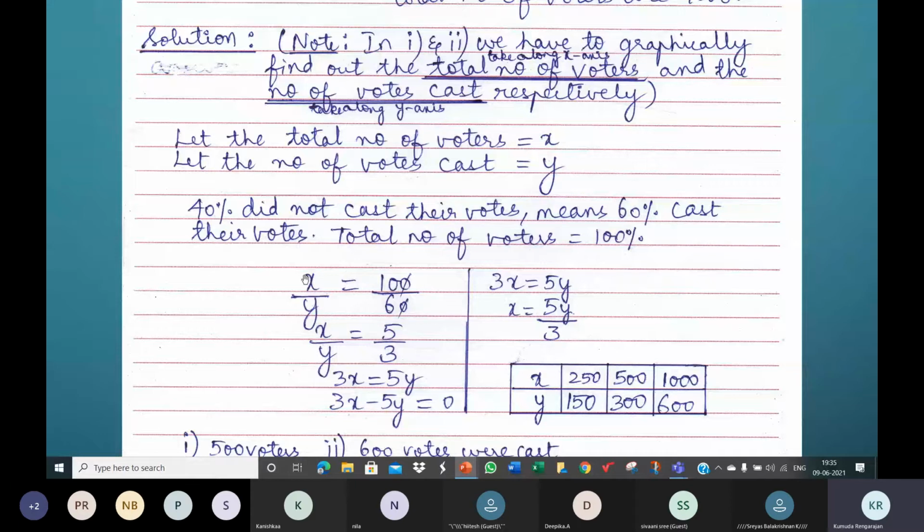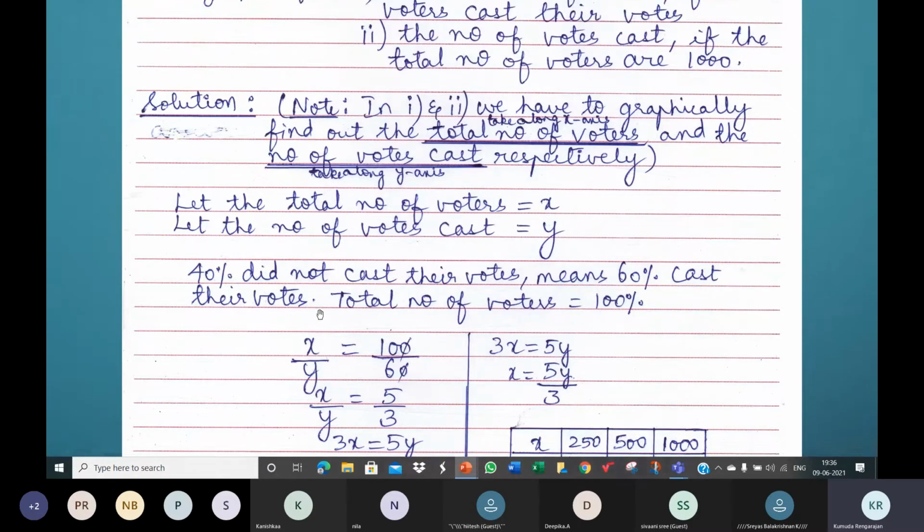So here, what does x represent? X is the total number of voters. So you can see I've taken 100. X along the x axis is the total number of voters, that is 100%. And y, what is y? Number of votes cast, that is voters who have cast their votes, that is y.